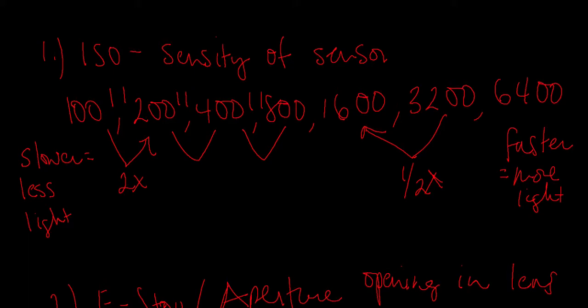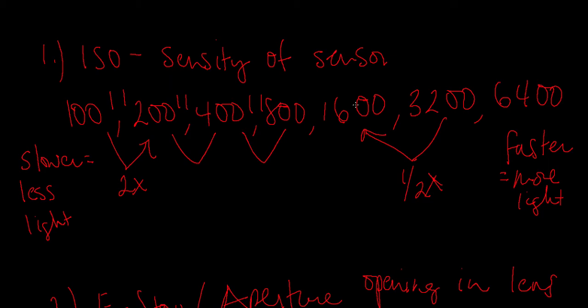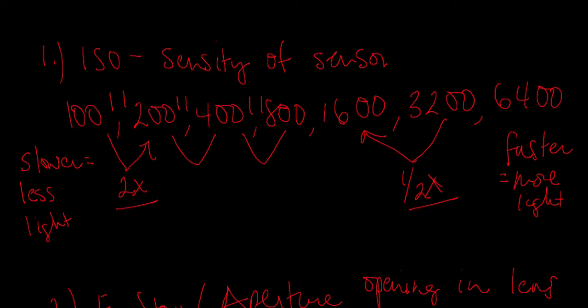So as I say, the important thing right now is to realize that a change in setting in ISO, f-stop, and shutter speed will all produce this effect of doubling the light or cutting the light in half, depending on which way you go.